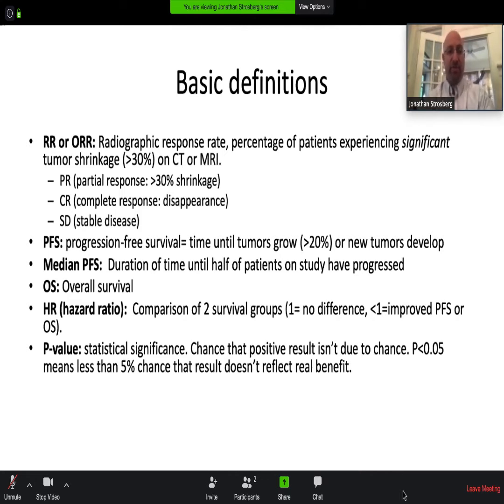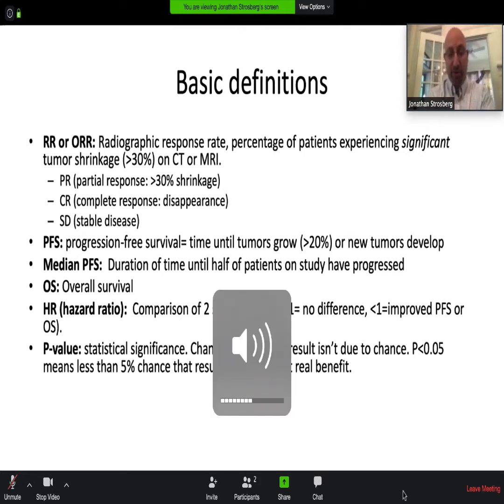The hazard ratio is the comparison of two survival groups in a randomized clinical trial. Hazard ratio of 1 means there's no difference between the groups. Less than 1 means that there's improved progression-free survival or overall survival. And p-value refers to the statistical significance, the chance that a positive result of a trial isn't due to chance. And typically we define that a positive trial is less than 5% odds that it's purely due to chance.